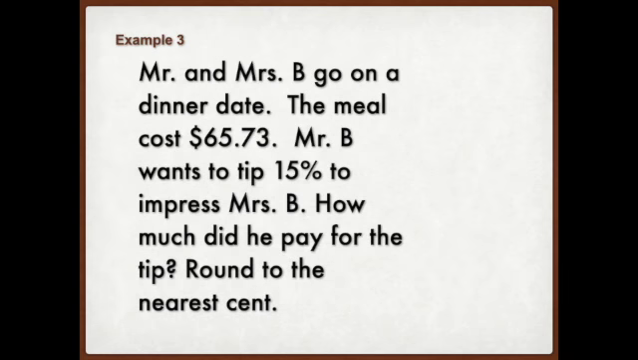Okay, here's our third example. Mr. and Mrs. B go on a date. The meal costs $65.73. Mr. B wants to tip 15%. Wow. How much did he pay for the tip? Round to the nearest cent. Remember, 15%, if we have 1, 5, and then we have the point here, we're going to move that point over 2 places to the left to make it 0.15.